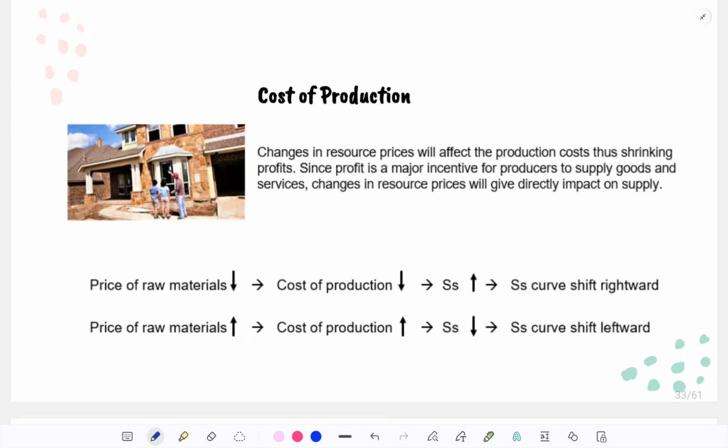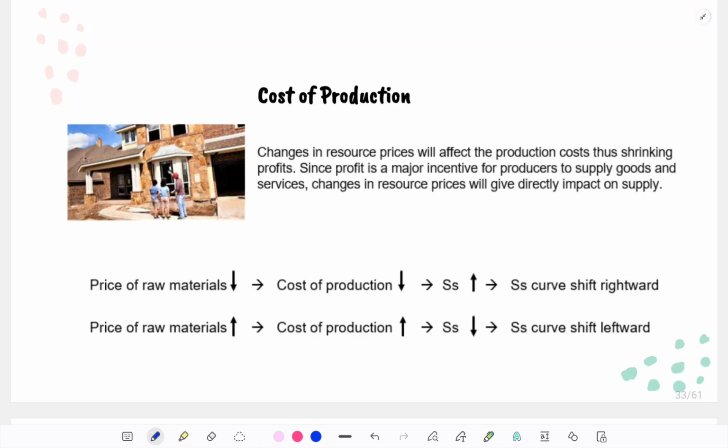reduce supply. Okay, an increase in the price of raw materials will lead to an increase in the cost of production. Therefore, sellers have to reduce the production of supply. Okay, so our supply curve will shift leftwards.